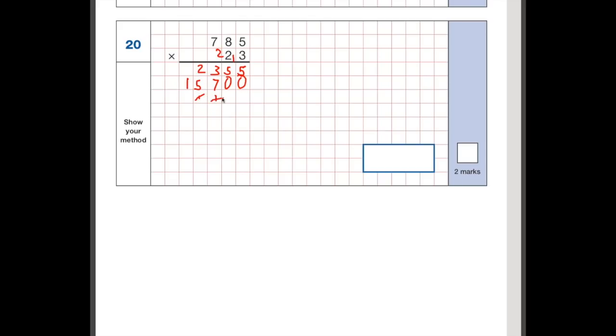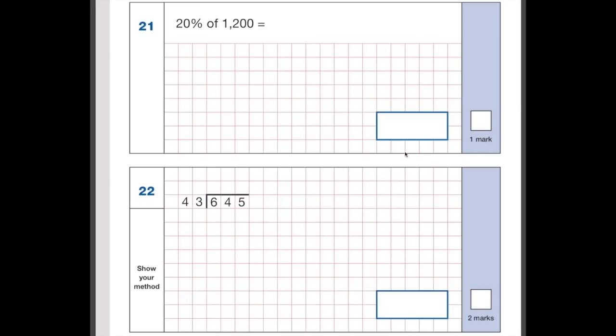Now I'm going to cross those out, so I don't need those anymore. And I just got to add my answer to 3 times 785. That's this one. And this one, which is 20 times 785, I'm going to add those together. So 5 add 0 is 5. 5 add 0 is 5. 3 add 7 is 10. Put the 0, carry the 1. 5 add 2 is 7. Add the 1 is 8. 1 add nothing is 1. So our answer is 18,055.